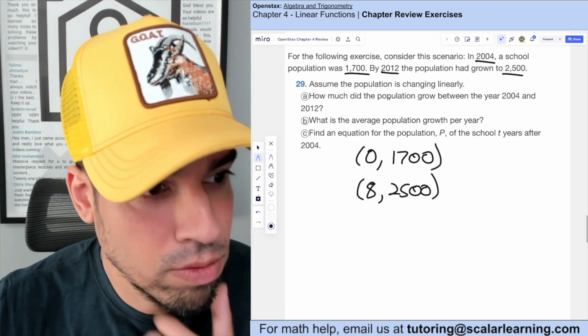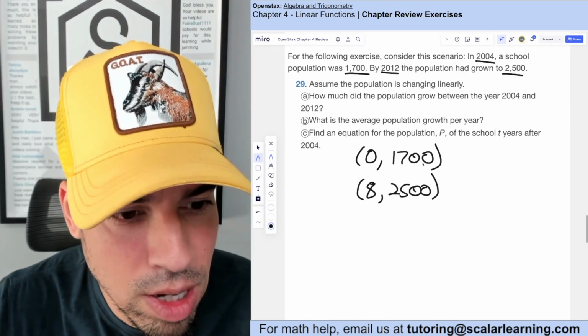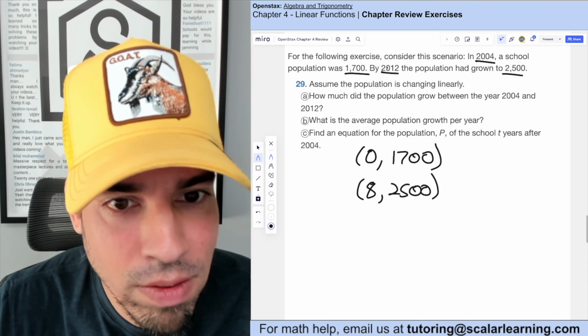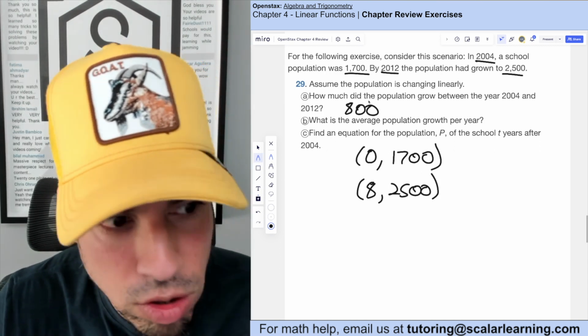So we got those in coordinate format. Now it says, how much did it grow between the years 2004 and 2012? So it went from 1,700 to 2,500, so that went up by 800. That's our answer to part A.